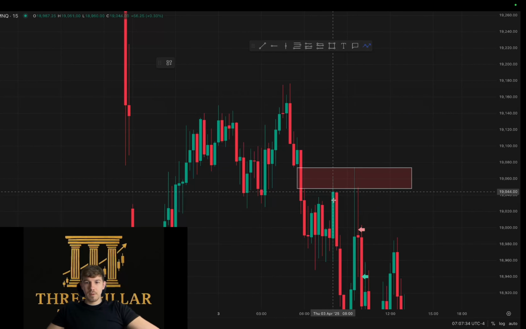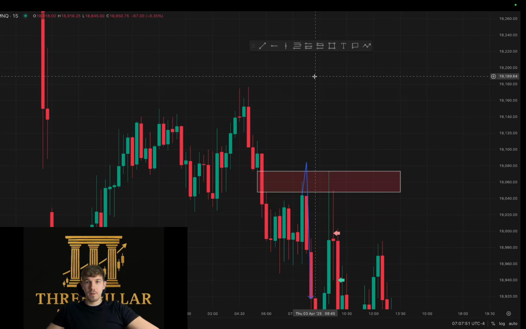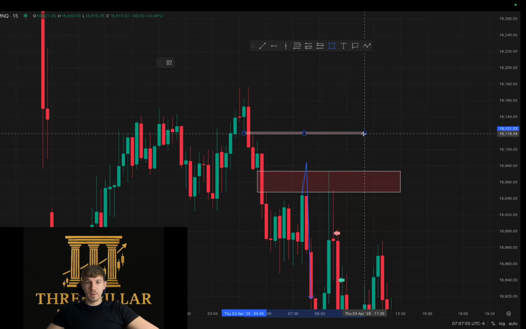So say for example here we actually closed above this and then we came back down like we have here, but then we came back up again here and tapped it, we wouldn't be able to use this fair value gap anymore because it's been inversed. So we would have to look for a higher up fair value gap to be able to get a bias from, which would be this one.